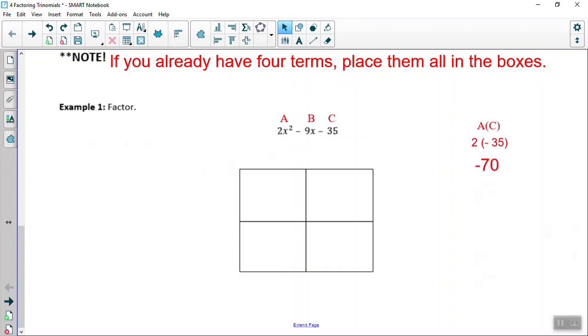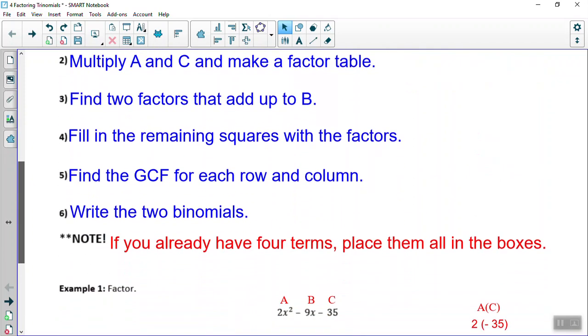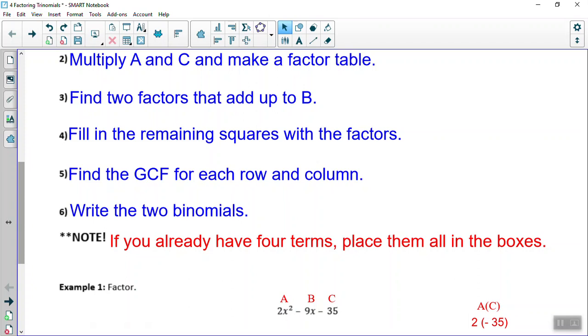And that gives me negative 70. So now I've done my first 2 steps. I drew my box, and then I multiplied my a times my c. All right, our next step is to find 2 factors that add up to b.